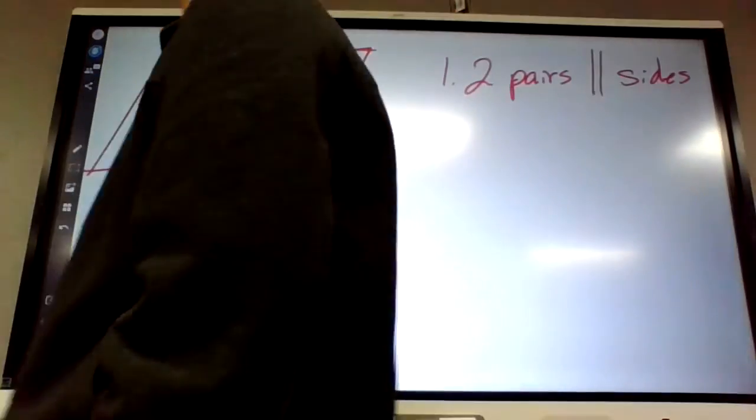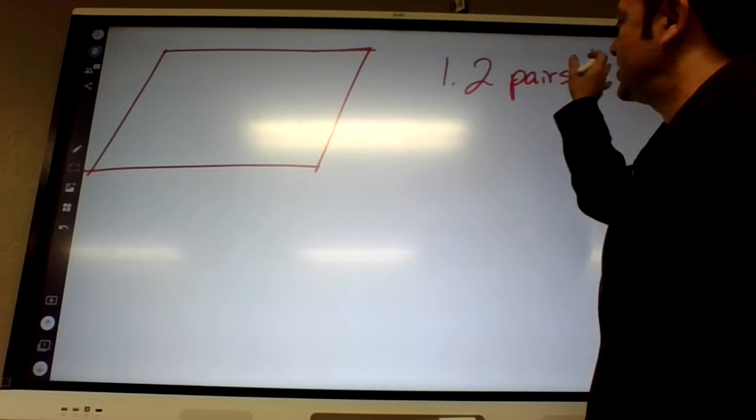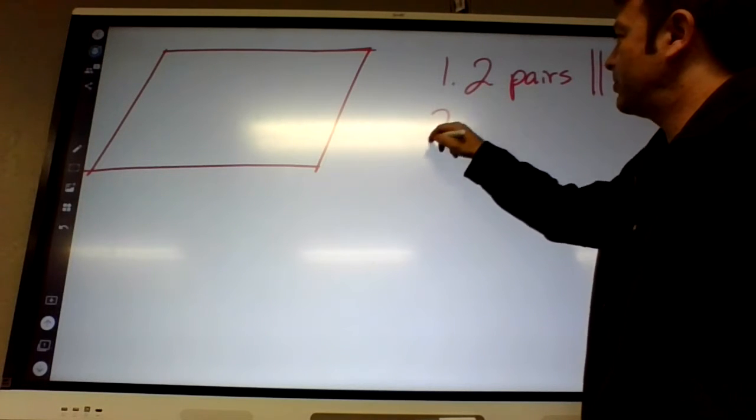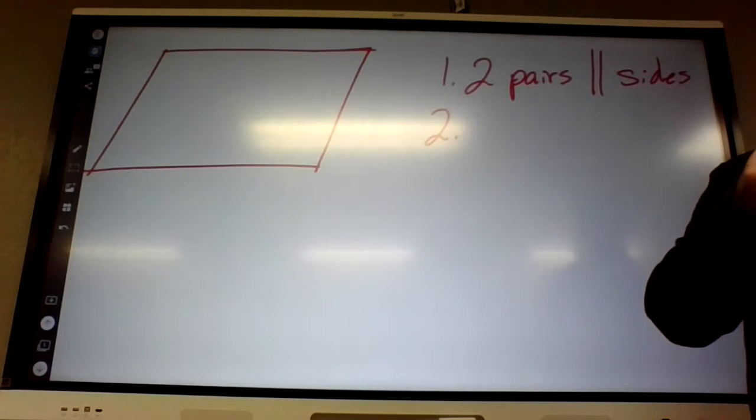It's a parallelogram. So, two pairs of parallel sides. The opposite sides are parallel. What else do we know about parallelograms? What else do we know about parallelograms?